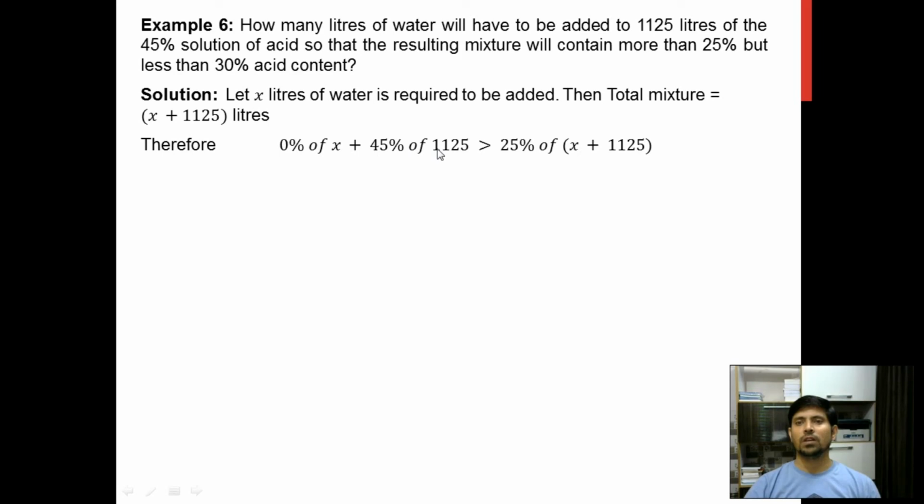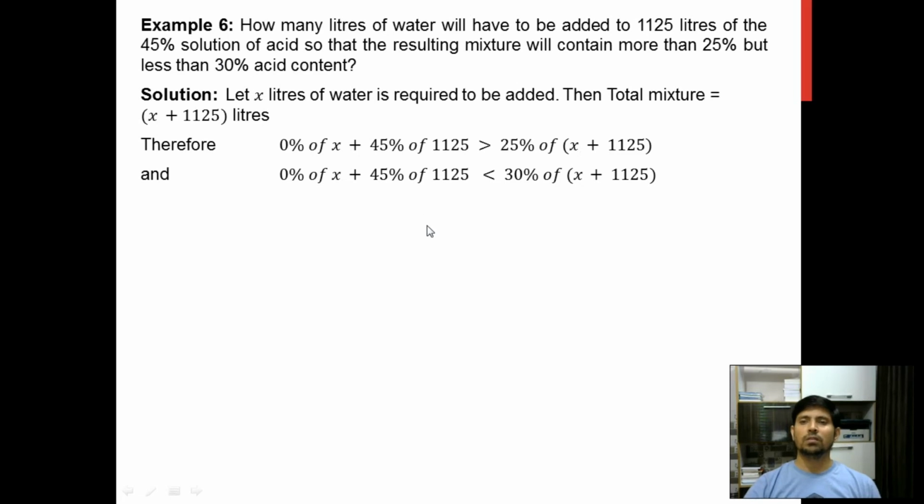45% of 1125 liters, because it is already given 1125 liters of the 45% acid solution is added to the x liters of water, and the concentration of the whole solution is greater than 25% of the total solution, x plus 1125. Similarly for the second one, this is 0% of x plus 45% of 1125. This is less than 30% because it is given the concentration should be less than 30%. So 30% of x plus 1125.